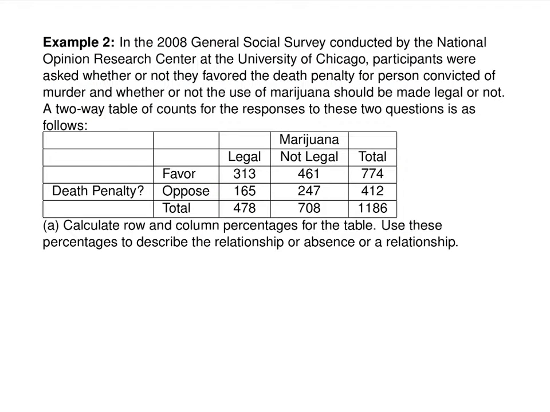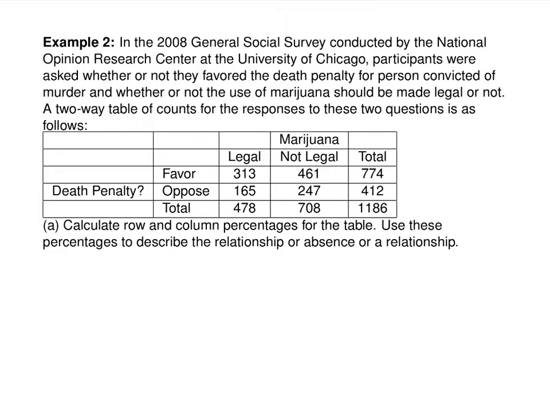All right. So in the 2008 General Social Survey conducted by the National Opinion Research Center at University of Chicago, participants were asked whether or not they favored the death penalty and then whether or not they thought marijuana should be legal. And we're trying to figure out, is there some pattern here? Do people that favor the death penalty also favor marijuana legalization? I don't know. Who knows, okay? Or would people that favor the death penalty be opposed to legal marijuana?